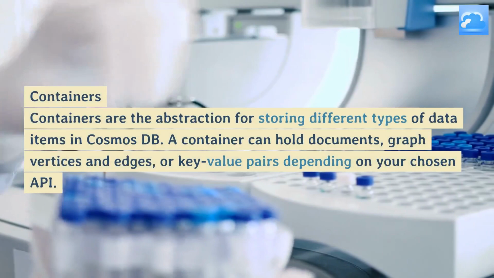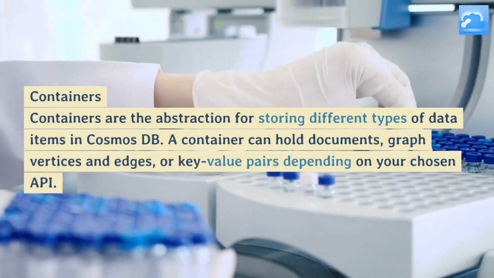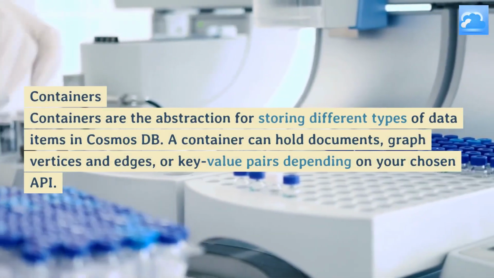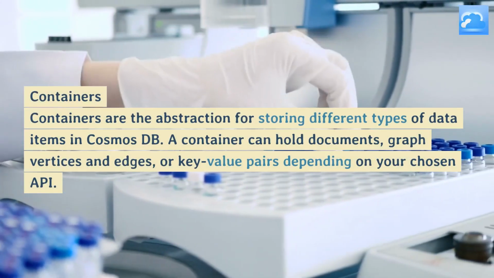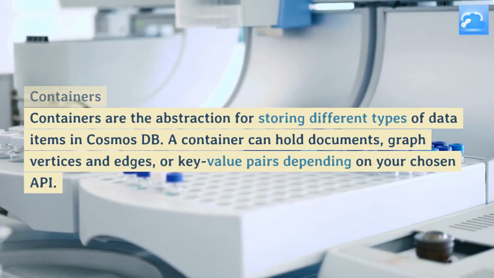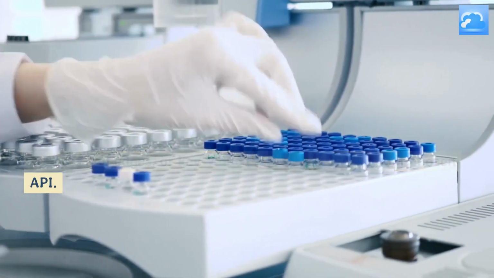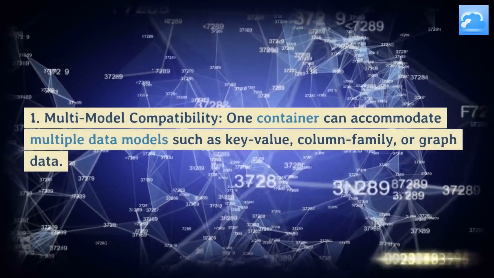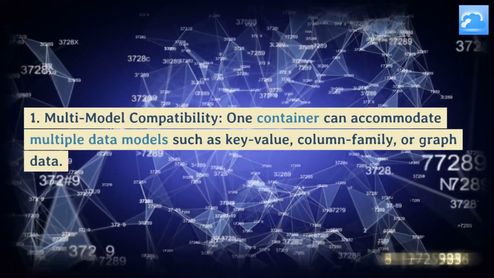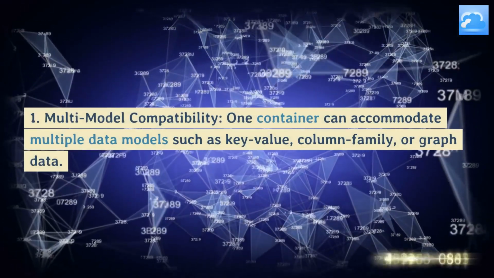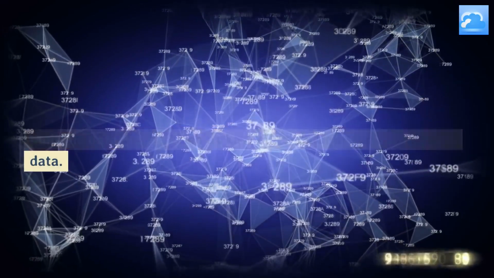Containers. Containers are the abstraction for storing different types of data items in Cosmos DB. A container can hold documents, graph vertices and edges, or key-value pairs depending on your chosen API. 1. Multi-model compatibility. One container can accommodate multiple data models such as key-value, column family, or graph data.